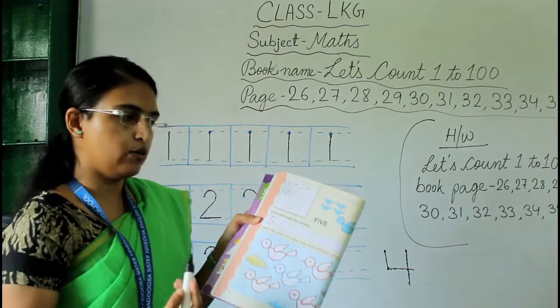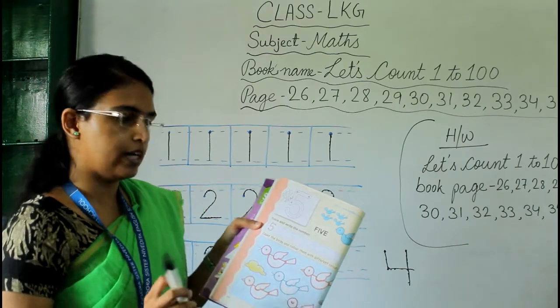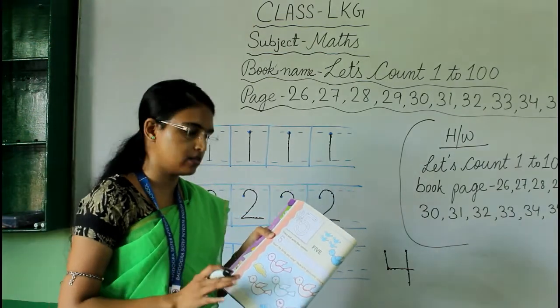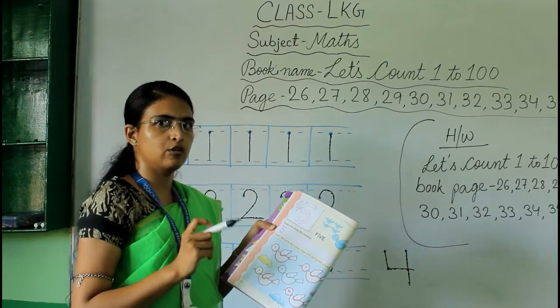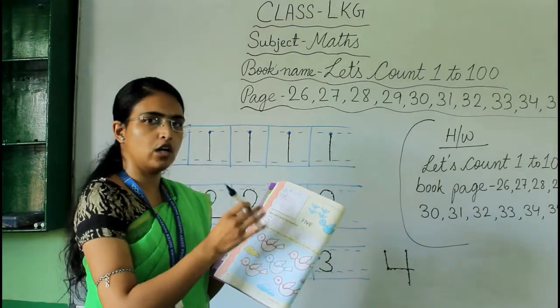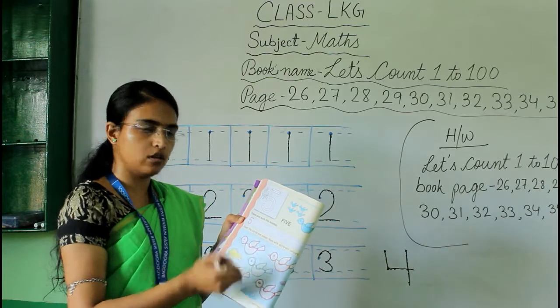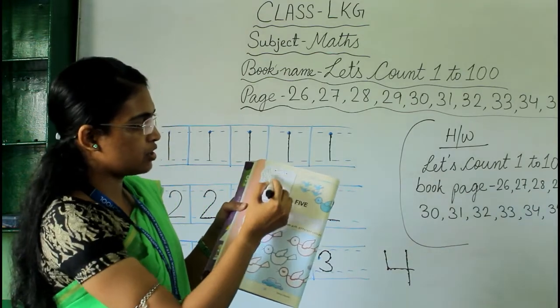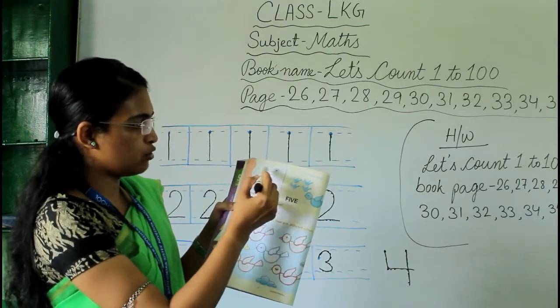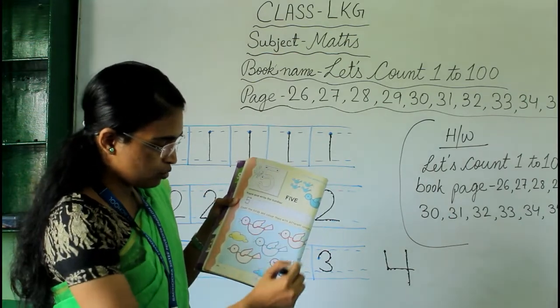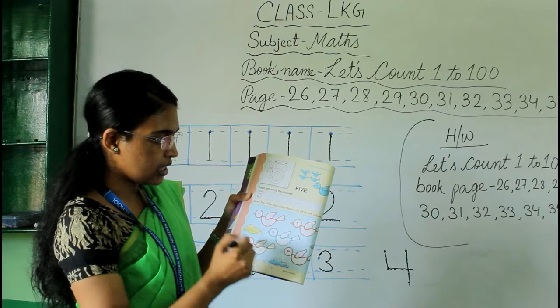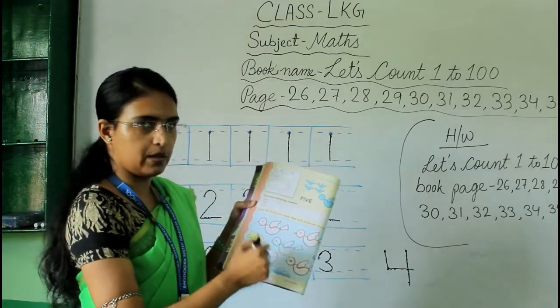We have now started from number 1 to number 5. We have learned how to write 1, 2, 3, 4, 5. Yes, in the previous class we have learned this, right? So you all know how to write number 5 also. First, you have to trace the number 5. Then you have to count how many birds there are, and you have to color these birds.